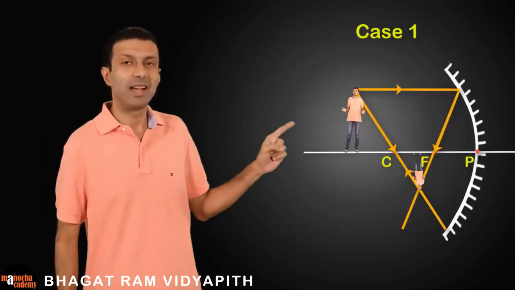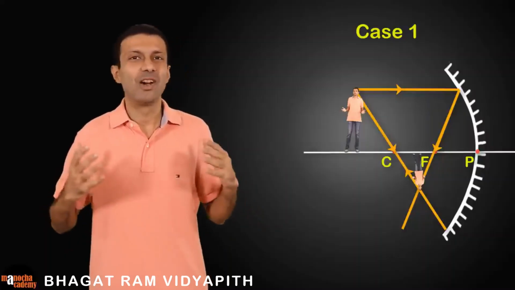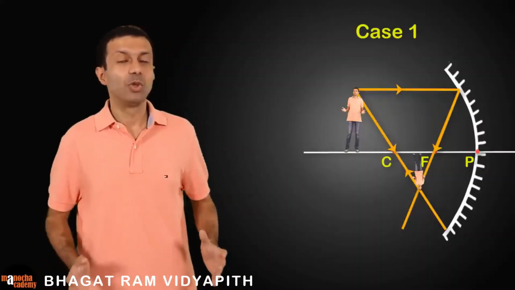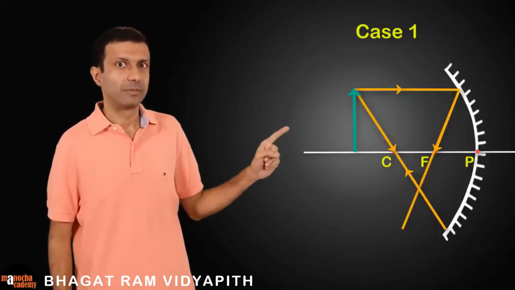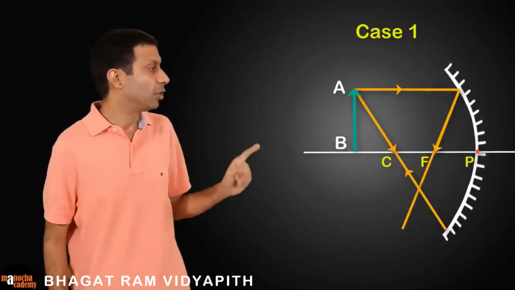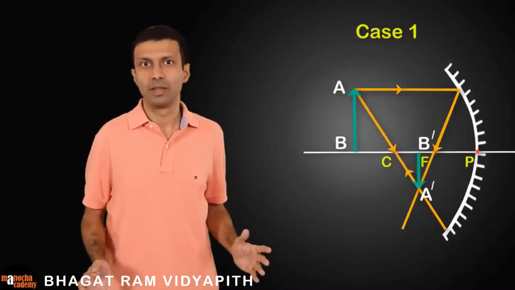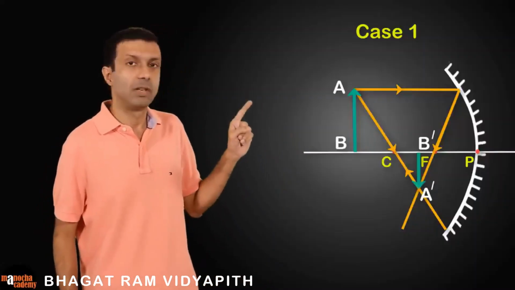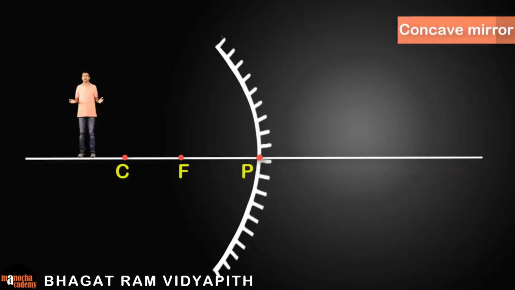You'll find similar diagrams in your textbook. Of course, I won't be the object there. Usually we use an up arrow to represent the object, and it's marked as AB. And the image is also going to be an arrow and marked as A', B'. Here the arrow of the image is inverted since it's an inverted image.